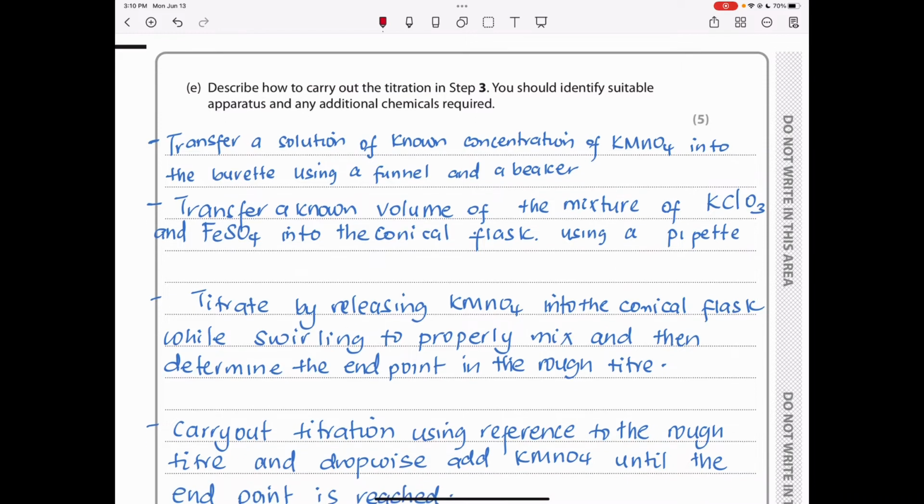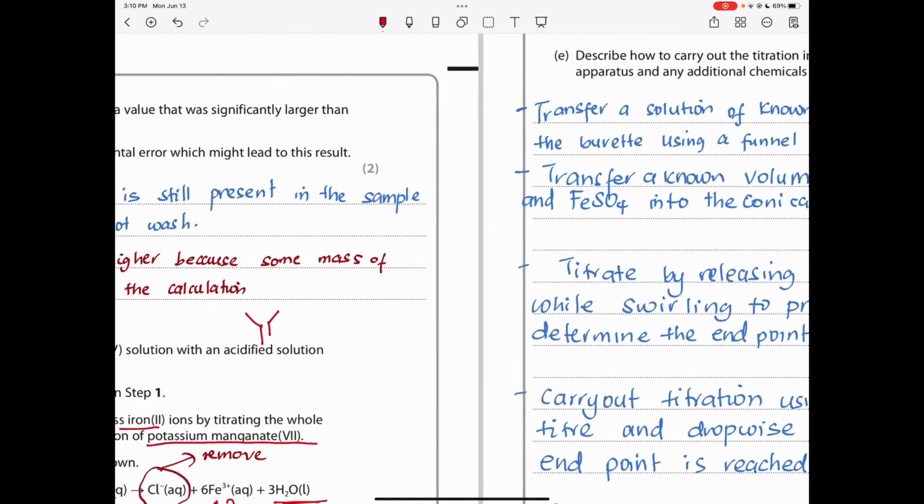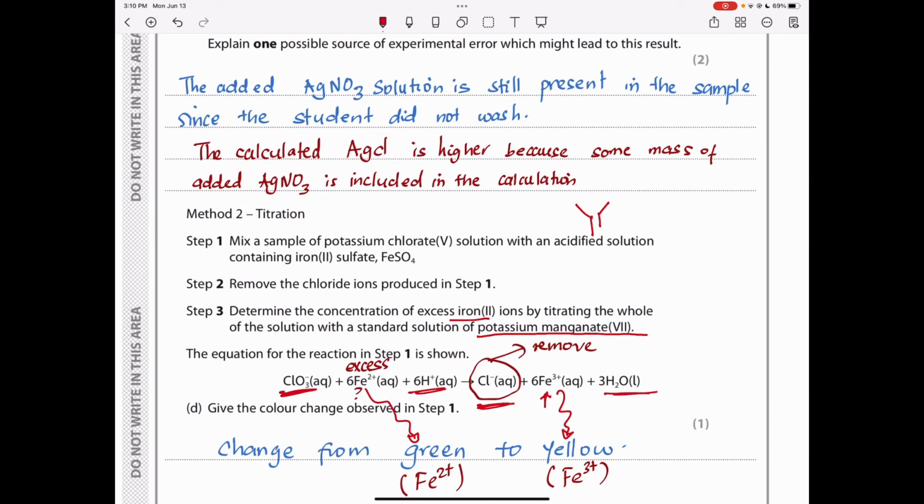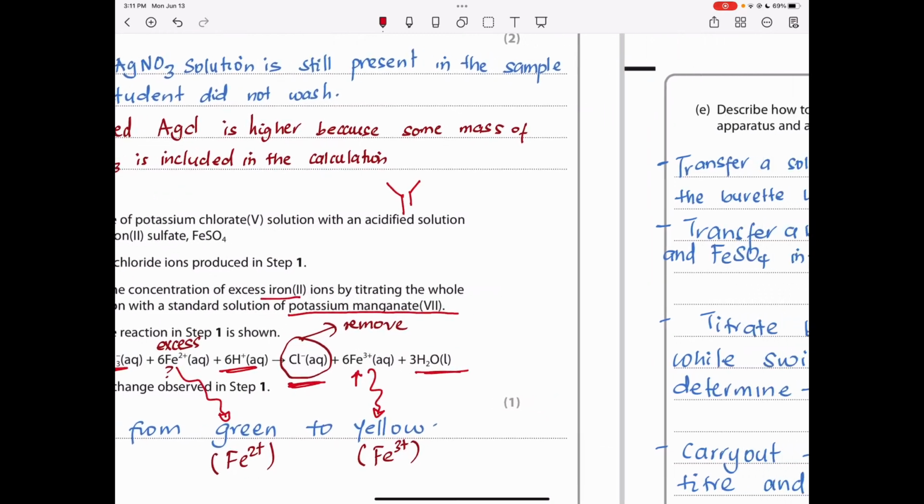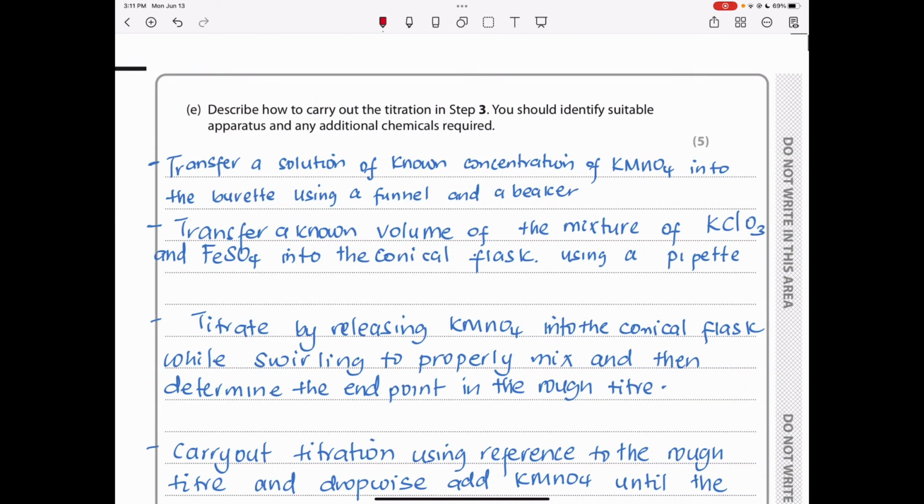Next, they say describe how to carry out a titration in step 3. You should identify suitable apparatus and any additional chemicals required. Here, we need to revisit step 3, read through, and then determine how we can describe the steps in that titration. So step 3 said, determine the concentration of excess iron 2 ions by titrating the whole solution with a standard solution of potassium manganate 7. The key thing is usually we put the standard solution into a burette, and then the solution, in this case iron 2, should be put in the conical flask. So let's begin.